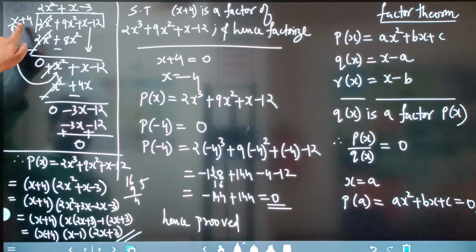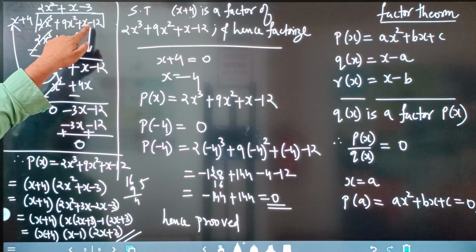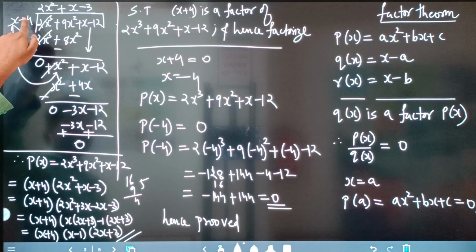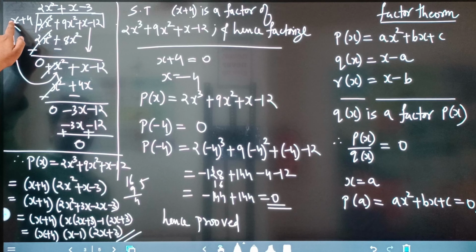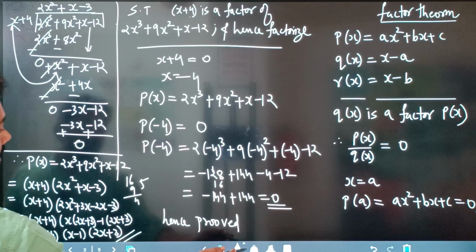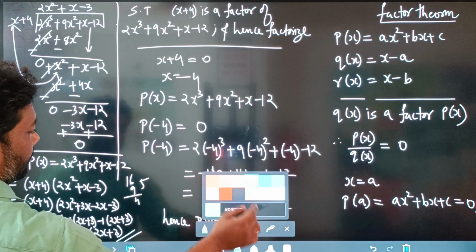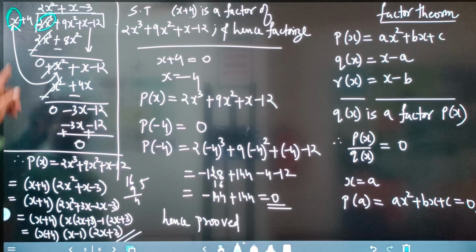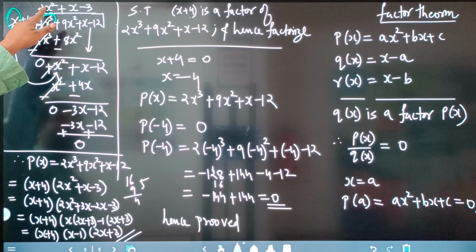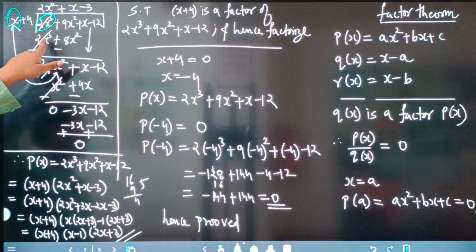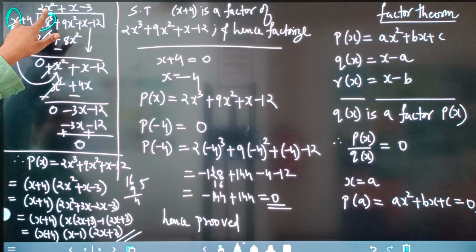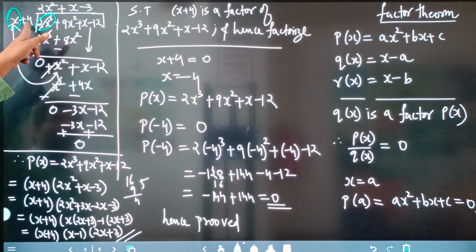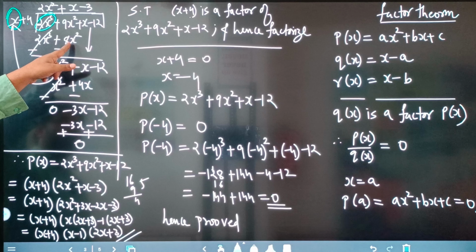2x cube plus 9x square plus x minus 12 divided by x plus 4. For the first term, you are required to pay attention to what should be multiplied with this first term x so as to get 2x cube. So if you multiply 2x square into x, you get 2x cube exactly. So just pay attention to the first term and multiply. The second term also has to be multiplied. 4 into 2 gives you 8x square.